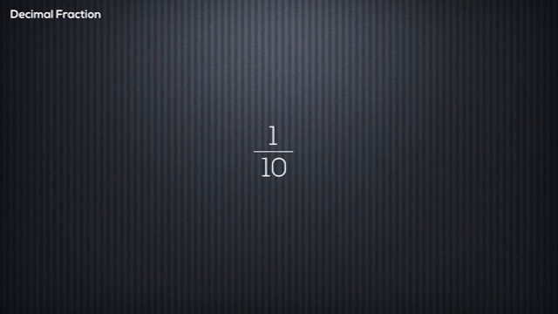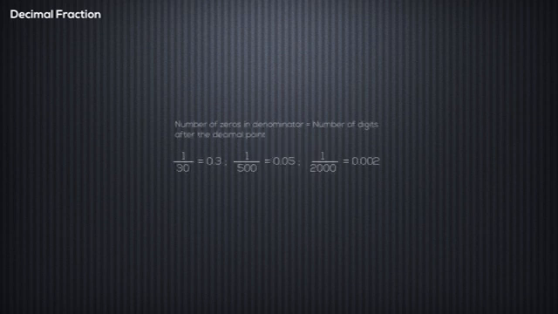The 10th part of a unit is read as 0.1 or decimal 1. The 100th part of a unit is read as 0.01 or decimal 01. And the 1000th part of a unit is read as 0.001 or decimal 001. Hence, it is like a division form where we can directly write it as the number of zeros present in the denominator is equal to the number of digits after the decimal point.